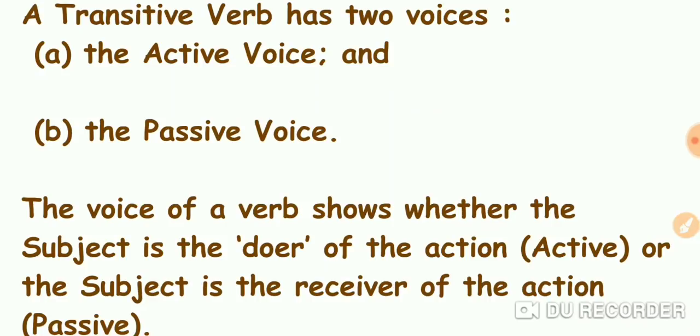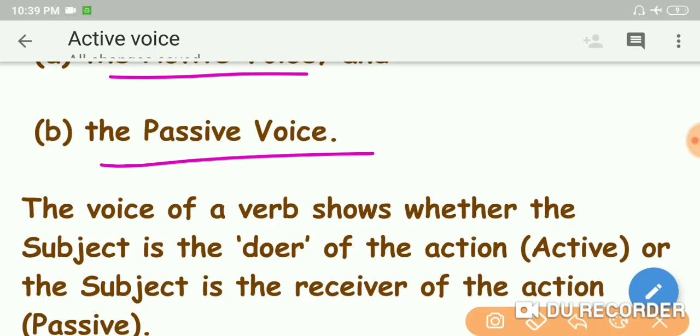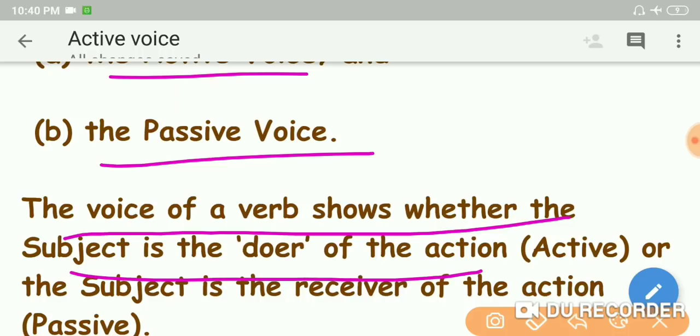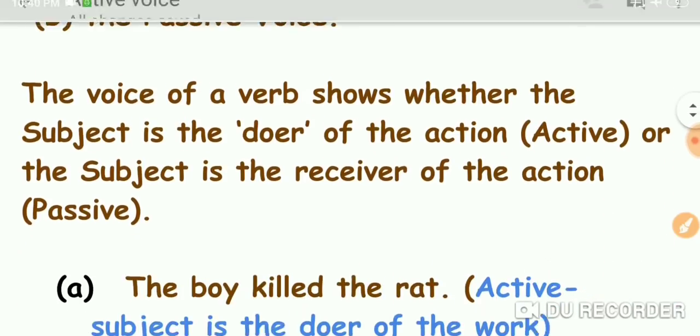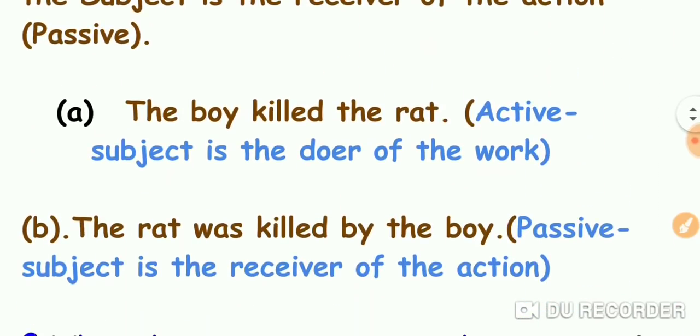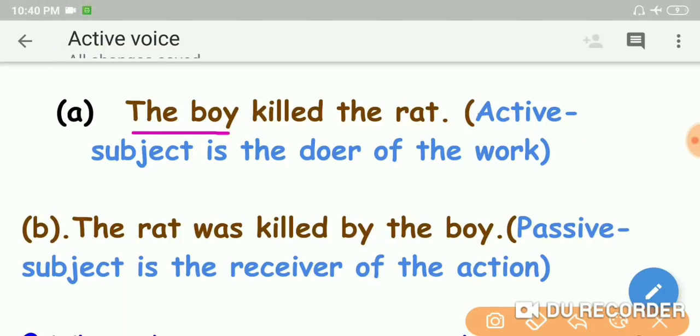See, a transitive verb has two voices. One is active voice, the other one is passive voice. The voice of the verb shows whether the subject is the doer of the action or the receiver of the action. See here, in this sentence, the boy killed the rat. Here, killed is the transitive verb. How can you say killed is the transitive verb?